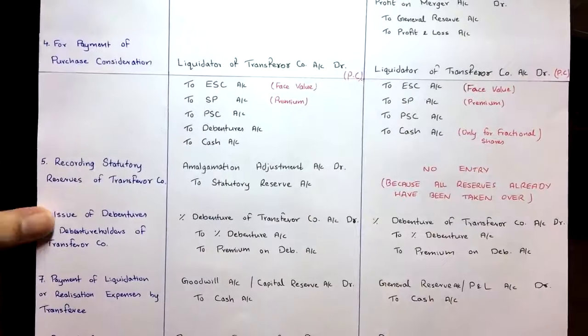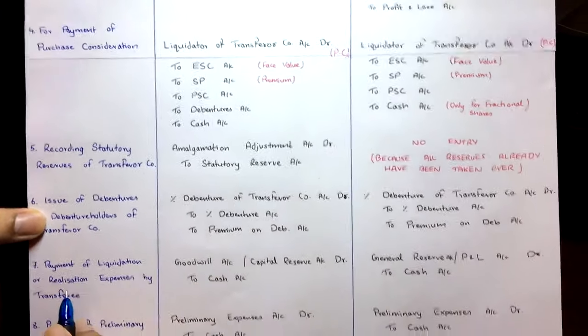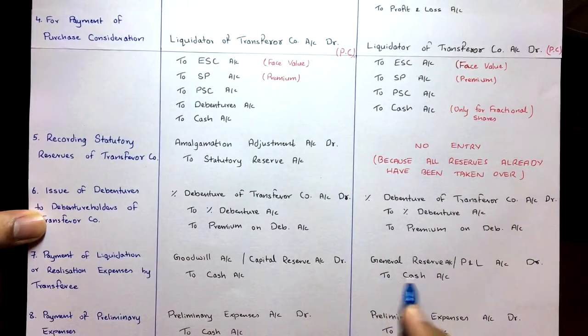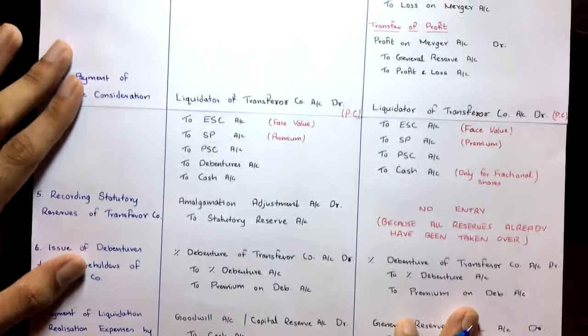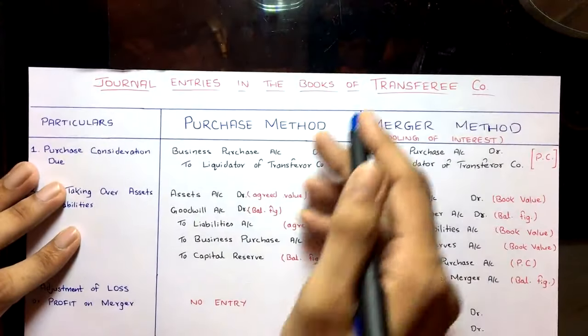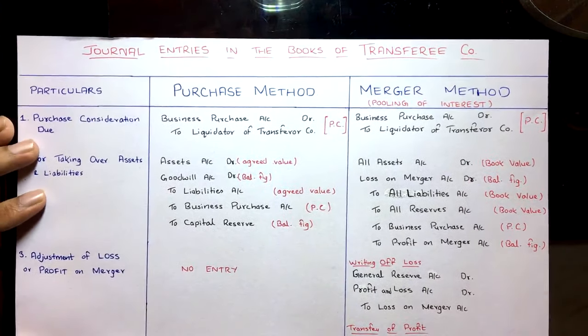Yes. And then one more difference is the payment of liquidation or realization expenses, where we will use the free reserves, general reserve or P&L account, to pay off the realization or liquidation expenses. Fine. So these were the journal entries in the books of Transferee Company. Now in the next video we are going to solve problems. Okay, see you in the next video.